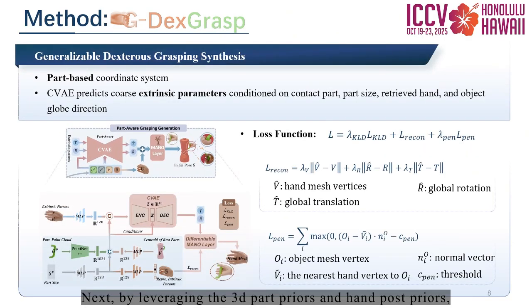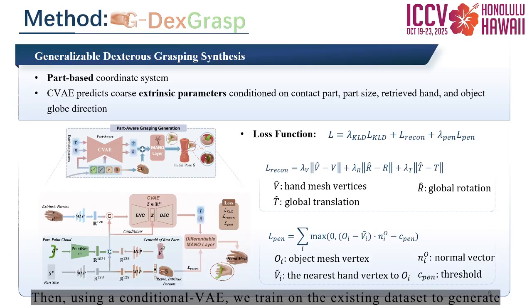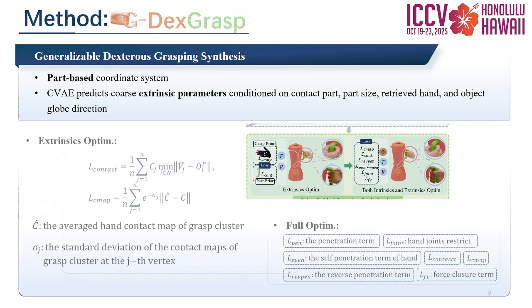Next, by leveraging the 3D part priors and hand pose priors, we first center the grasp around the target part and also condition on some global object features. Then, using a conditional VAE, we train on the existing dataset to generate the hand's overall translation and rotation. Finally, combined with the retrieved joint priors, this gives us an initial grasp pose.